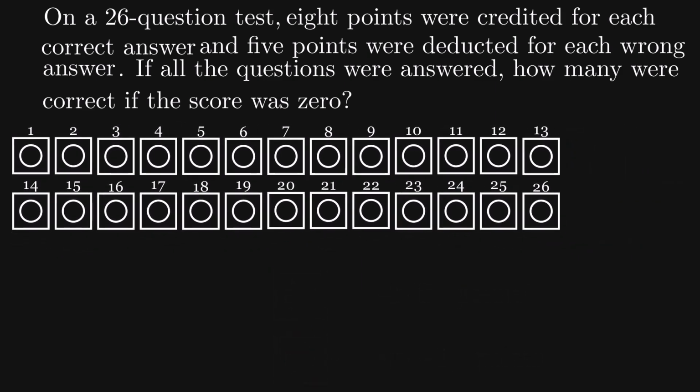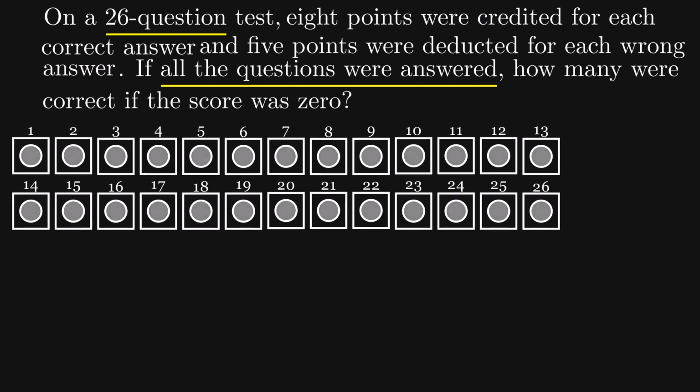The first thing to note is that we were told the test consists of 26 questions, and the person answered all the questions. This means that the number of answered questions must be equal to the number of available questions, which is 26. As you may know, when answering questions on the tests, some may be correct and others incorrect. So the number of questions answered correctly and the number of questions answered incorrectly must add up to 26.